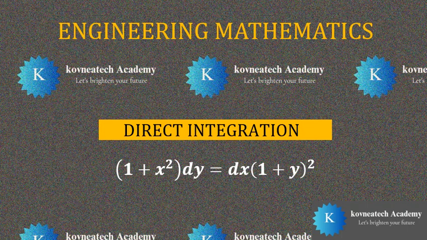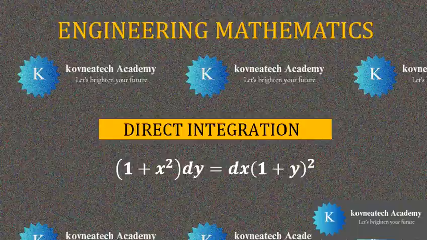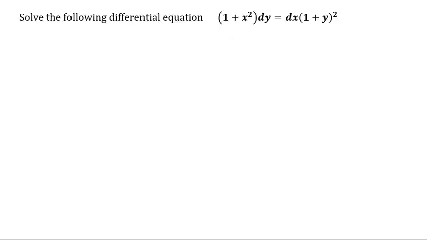Hi guys, so today we're going to be doing direct integration. So the first question says, solve the following differential equation. As you can see, I want to show you the difference between a homogeneous and a direct integration. There's three of them basically.